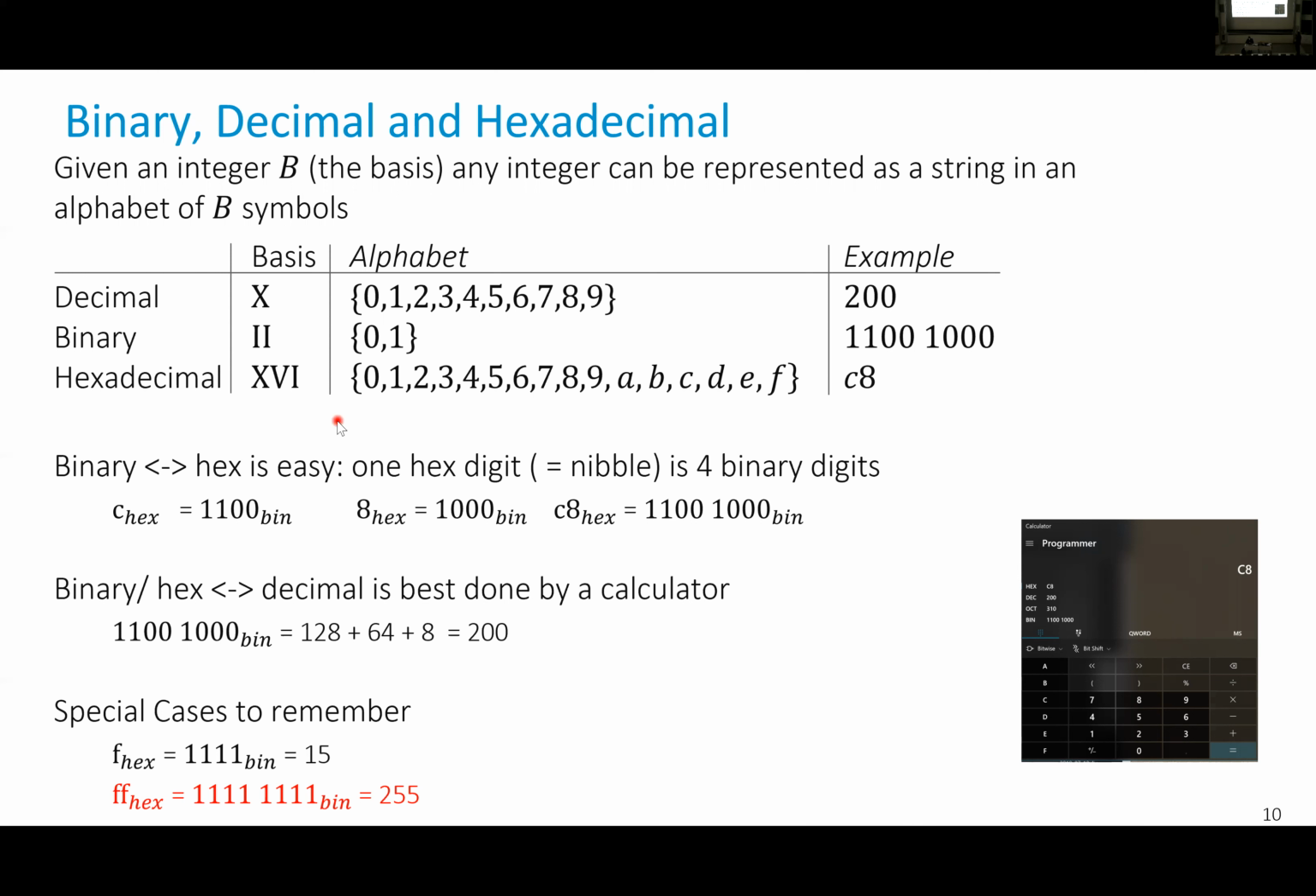Converting from one to the other can be done with paper and pencil, but of course it's easier and less error-prone to use a calculator. For example, if I have this binary sequence, as you know, the first position here, since we have 8 bits, corresponds to 2 to the power 7. So this is 2 to the power 7 plus 2 to the power 6 plus 2 to the power 3, and so that gives this number.